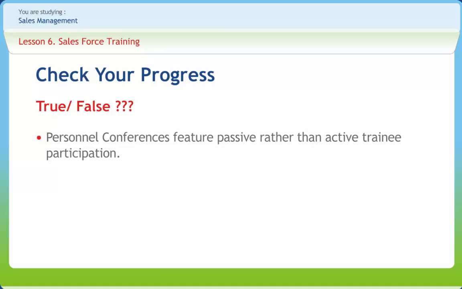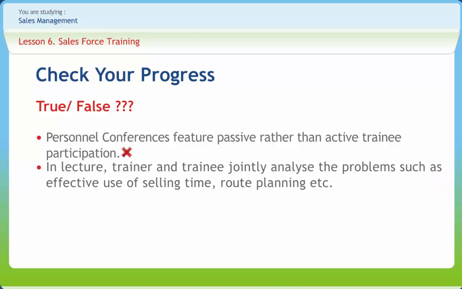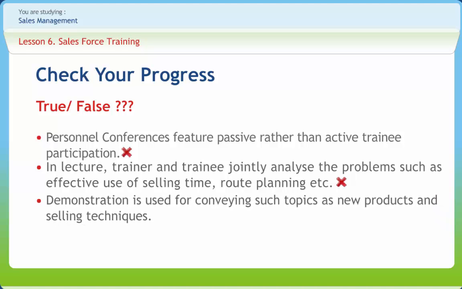Personal conferences feature passive rather than active trainee participation. Right or wrong? Please click. Wrong. In lecture, trainer and trainee jointly analyze the problems such as effective use of selling time, route planning, etc. True or false? Please click. False. Demonstration is used for conveying such topics as new products and selling techniques.